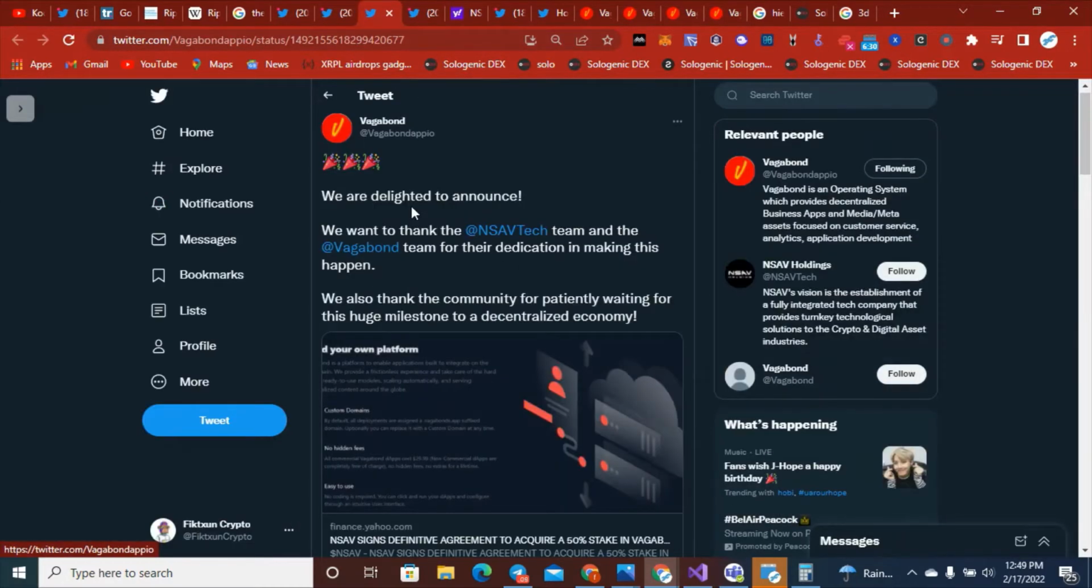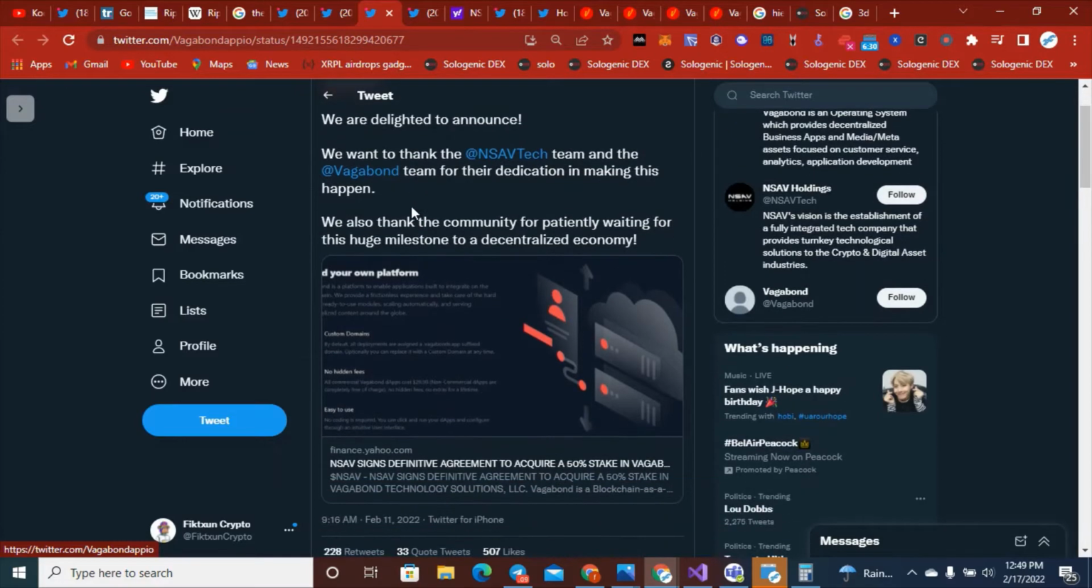Now, this is some breaking news right here. Vagabond tweets out, we are delighted to announce, we want to thank the NSAV tech team and the Vagabond team for their dedication in making this happen. So NSAV signs the definitive agreement to acquire a 50% stake in Vagabond. This is huge. This is what we're looking for when we see major adoption in the technical world, the tech side of this, coming to the retail side of this, and making this just very, very easy to come up on and make the switch.